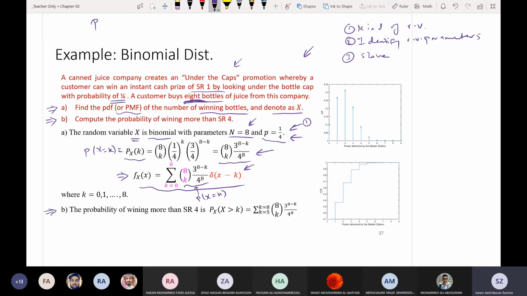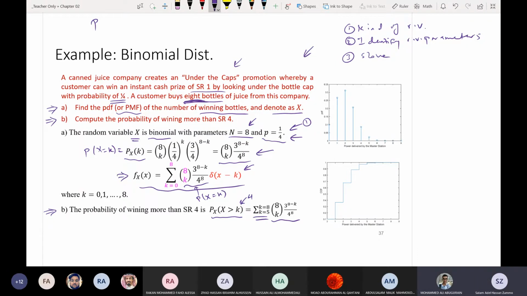Now the probability of winning more than 4 reals is equal to the probability of x strictly larger than 4, k larger than 4. Which is the summation from k equal 5 to 8 of 8 choose k and then this number, each one of them being the probability that x equal k. Clear, guys? Yes.